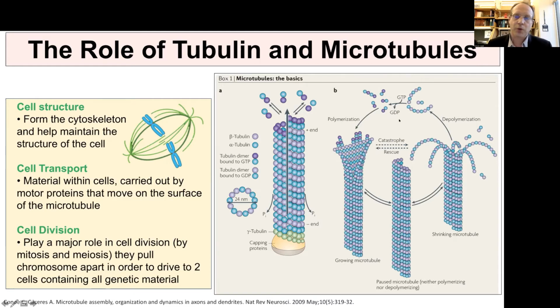And if we look over at the right, what we see is that microtubules are very dynamic. This is representing polymerization and depolymerization. And that's the main concept I want you to take away, is that they're dynamic, growing and retreating.